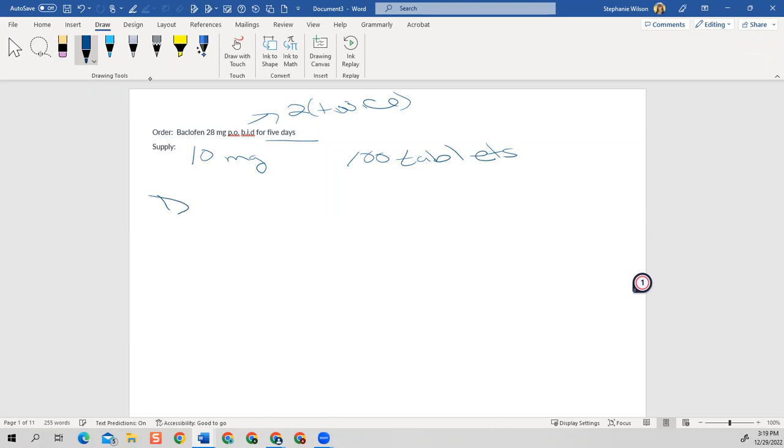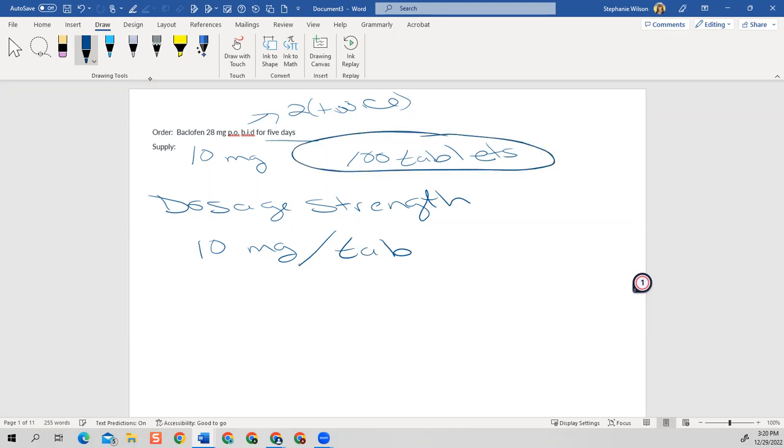Our dosage strength, that's 2 parts. When I look at the supply, I notice my dosage strength is going to be 10 milligrams per tablet, per 1 tablet. This here is my amount, the total amount in that bottle. However, my dosage strength is going to be my supply, which is 10 milligrams per tablet.